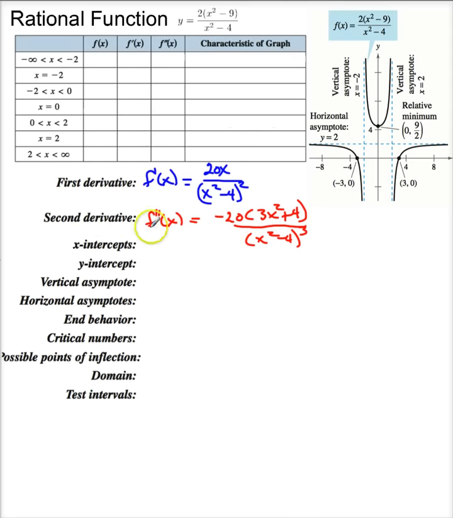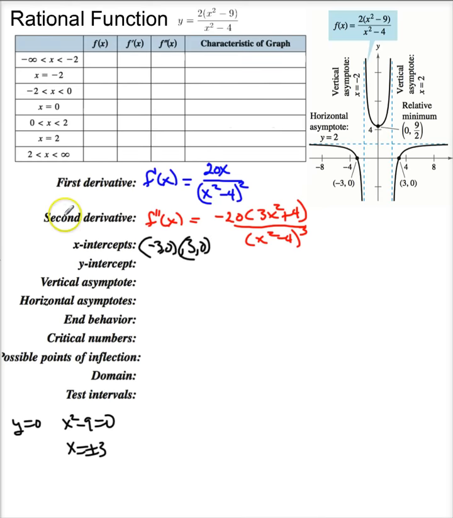Let me look at the x-intercepts. The x-intercepts, you remember, are where they cross the x-axis. And where does it cross the x-axis? Well, it crosses the x-axis when y is 0. So y equals 0 when the numerator is 0, or when x squared minus 9 is 0, or when x is equal to plus or minus 3. So the x-intercepts are at x equal negative 3, 0, and x equal positive 3, 0.